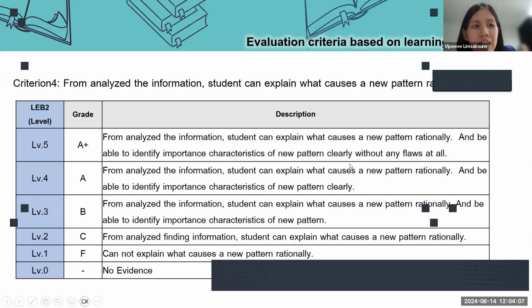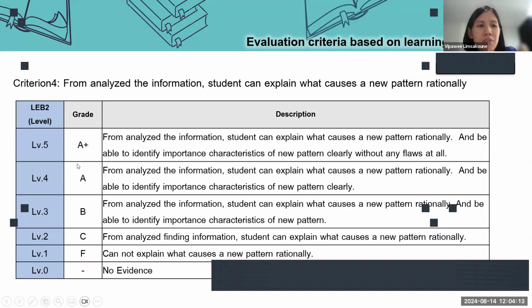The last criterion is to analyze the information regarding what caused a new pattern. You will receive level 5 when you analyze the information that you searched and then you explain it. Okay.